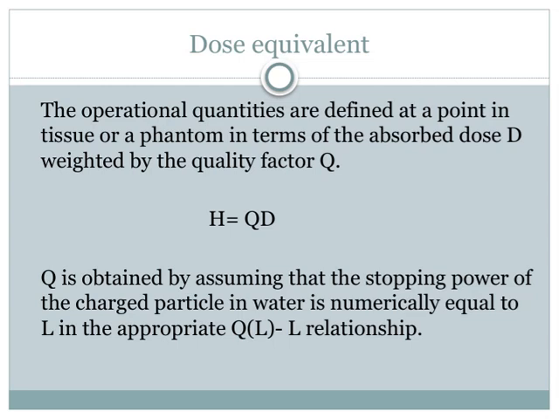Now, let's talk about the operational quantities used in radiation protection. These are defined at a specific point within tissue or a phantom and are based on the absorbed dose, D, but with an important adjustment. We introduce the quality factor, Q, which accounts for the biological effect of the radiation. So the quantity we use is H, which equals Q times D.